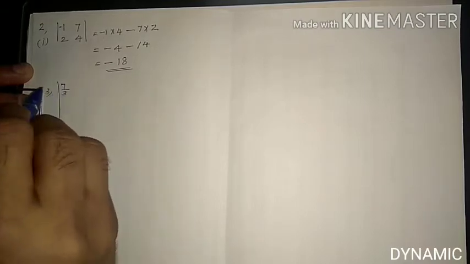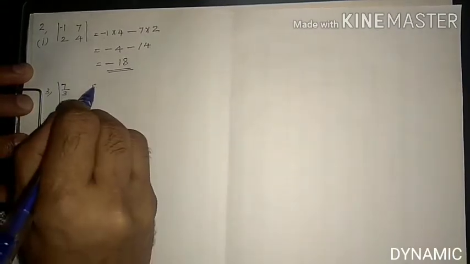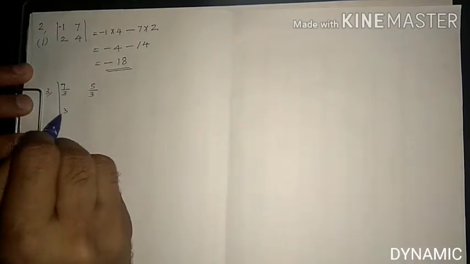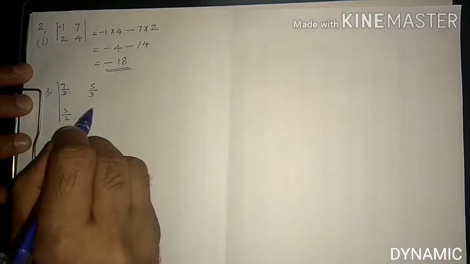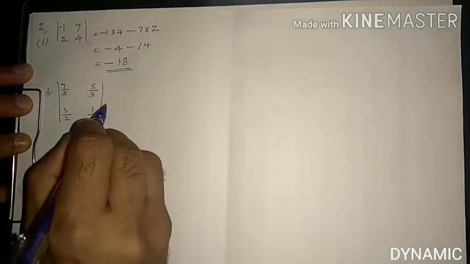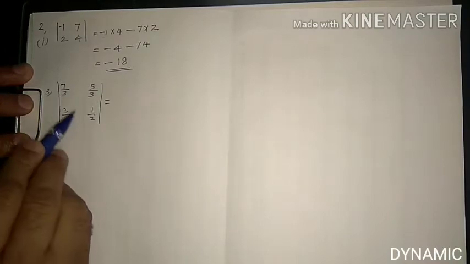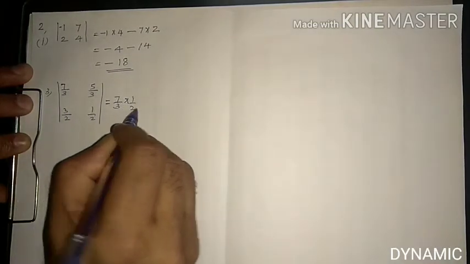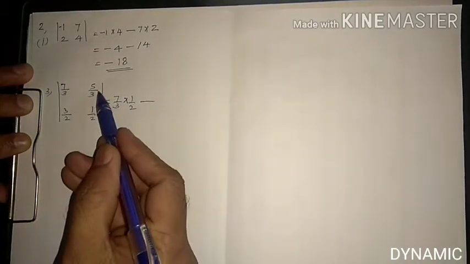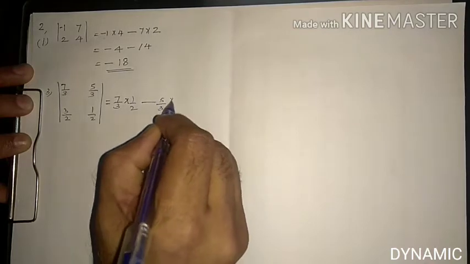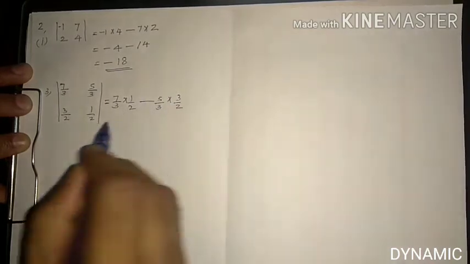First row 7 by 3, 5 by 3. Second row 3 by 2 and 1 by 2. This we expand. Product of these two: 7 by 3 into 1 by 2 minus this 5 by 3 into 3 by 2.